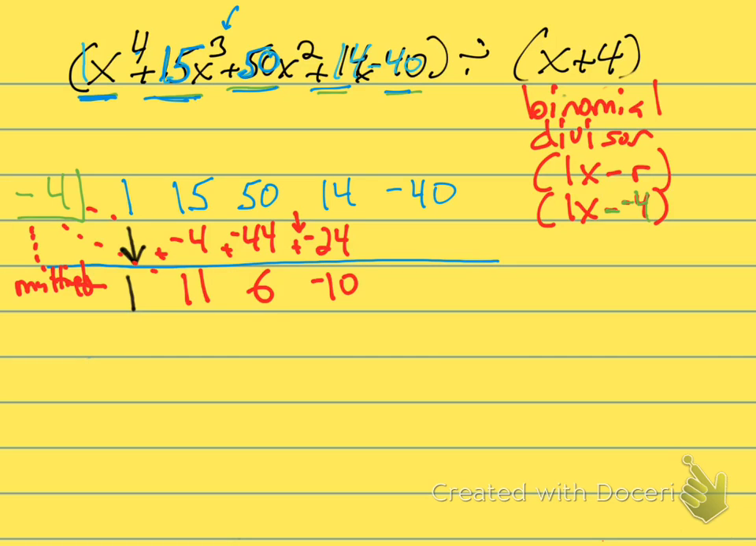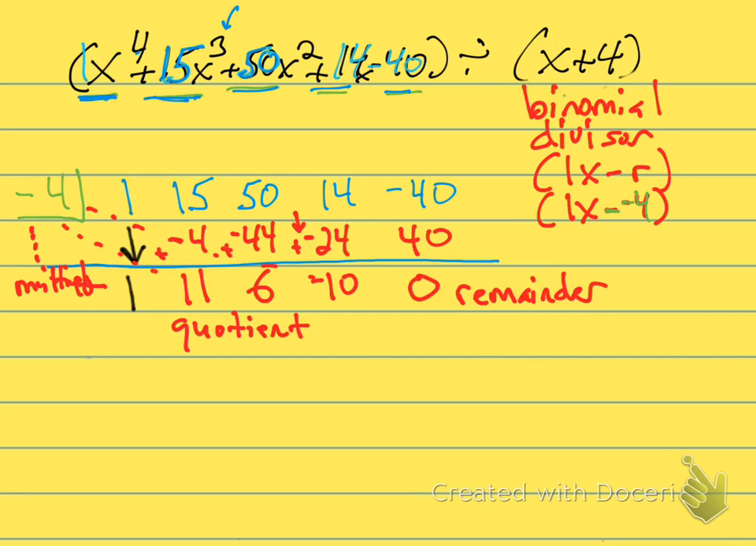And then finally, our negative 4 times our negative 10 will give us a positive 40, which leaves us a remainder of 0. With a remainder of 0, we now have our quotient.